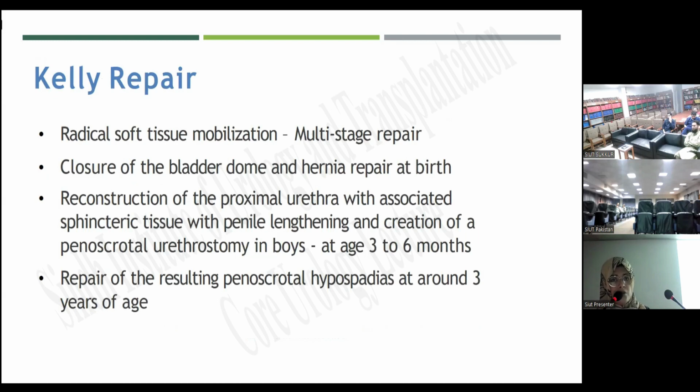One of the approaches for bladder reconstruction in EEC is the Kelly repair. It is a multi-stage repair in which radical soft tissue mobilization is done with the closure of the bladder dome and the hernia repair at birth. The reconstruction of the proximal urethra with associated sphincteric tissue, along with penile lengthening and the creation of the penoscrotal urethrostomy, is done at the age of 3 to 6 months, and then repair of the resulting penoscrotal hypospadias is done at the age of 3 years.